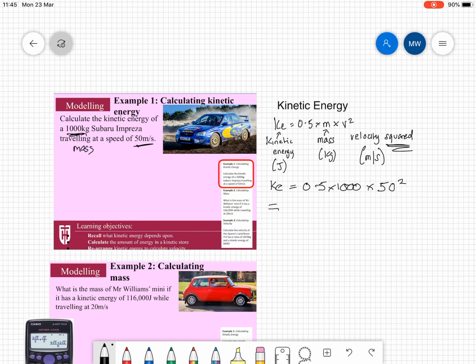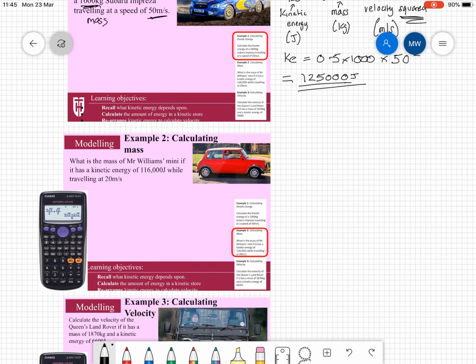Okay, then I put it in my calculator. So a half times 1,000 times 50 squared equals 125,000 joules, because it's energy.